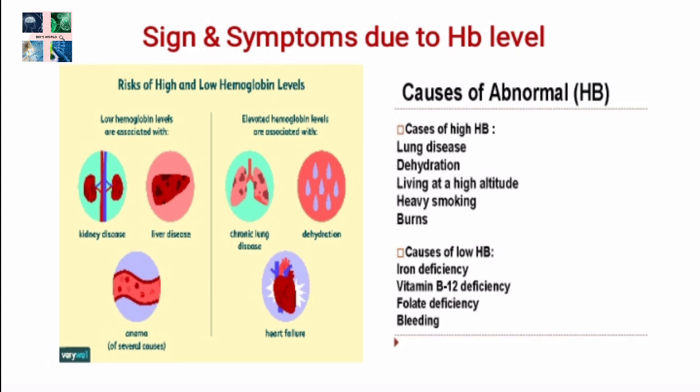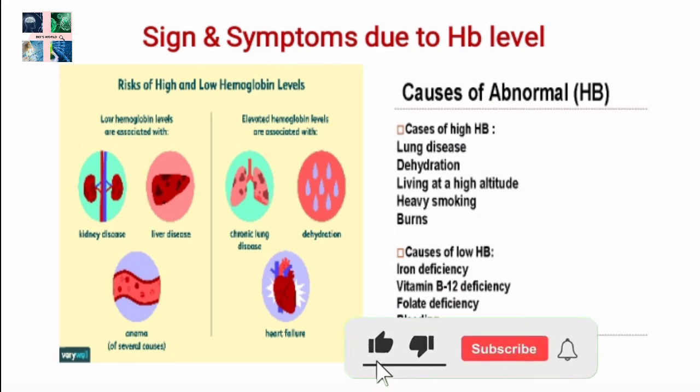Blood loss may occur due to surgery, heavy menstrual periods, bleeding in the gastrointestinal tract or any other forms of bleeding. Premenopausal females are more likely to have a low hemoglobin level than men due to menstruation. And then due to lack of production also Hb level may decrease.